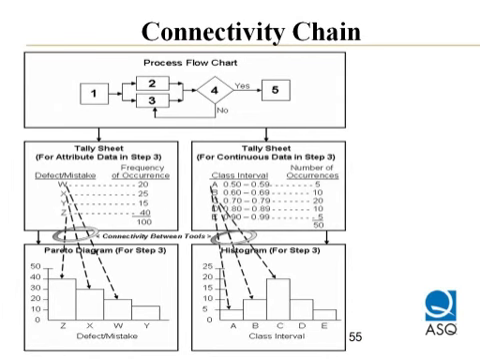Finally, the connectivity chain. Here's a process flowchart on the top left. We've got 1 going into 2 and 3, going into 4, which is a decision block, with the negative going into block 3 and the positive going into block 5. On the left side, we have a tally sheet for attribute data, let's say in step 3.